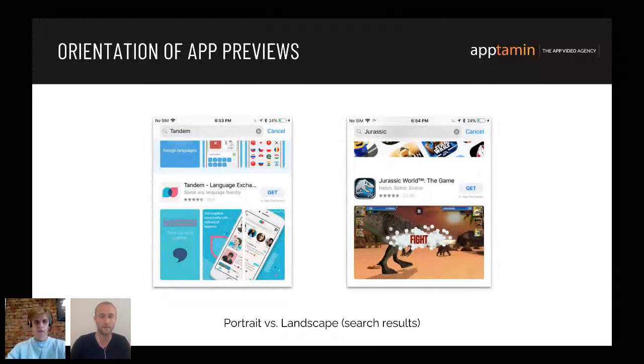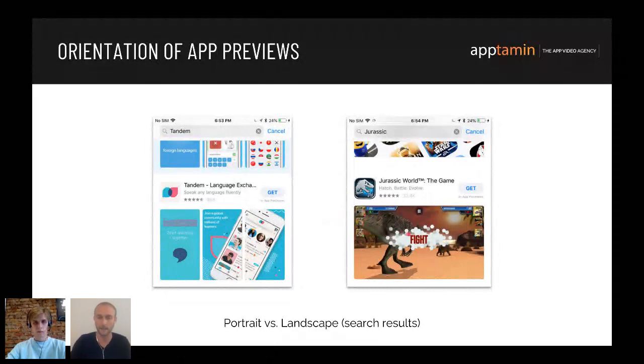Here you have a video that's going to match both the screenshots' orientation and the app's orientation. So what's going to happen is we have one app preview video here, and it's displayed in the search results along with screenshot number 1 and screenshot number 2.